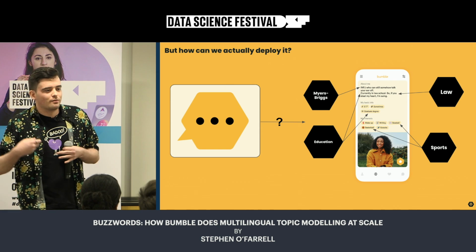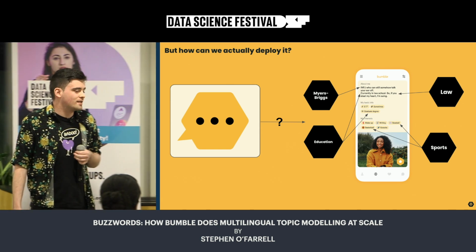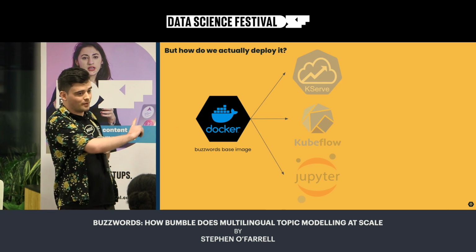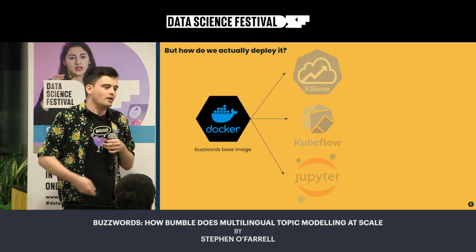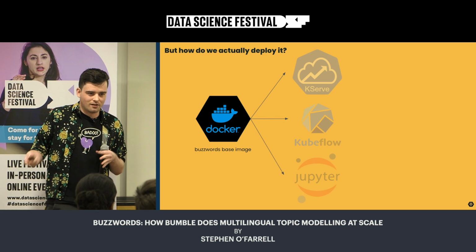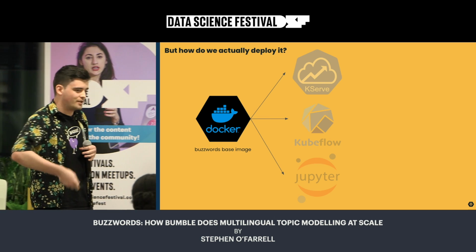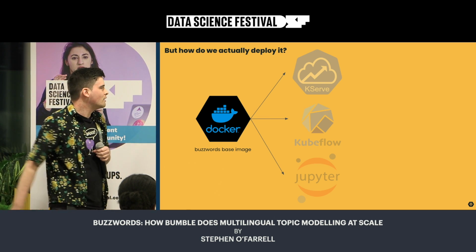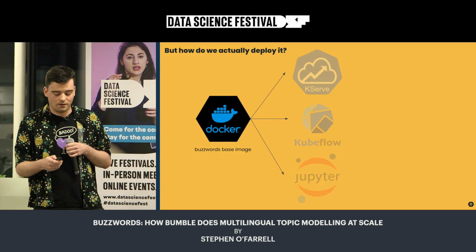But then the question is, how do we actually deploy it? And it's quite simple. We have 3 main ways that we do it here at Bumble. And all of them come from this one base Docker image. Now, of course, BuzzWords, with all of the different algorithms and dependencies, is a little bit complicated to install. So we just do all that for our data scientists, for our machine learning scientists, and just throw it into a Docker base image. From there, this then feeds into the 3 main ways that we use it.